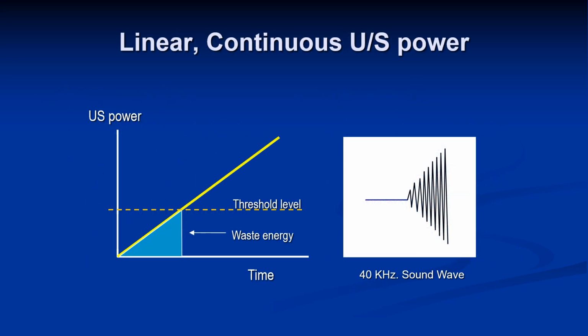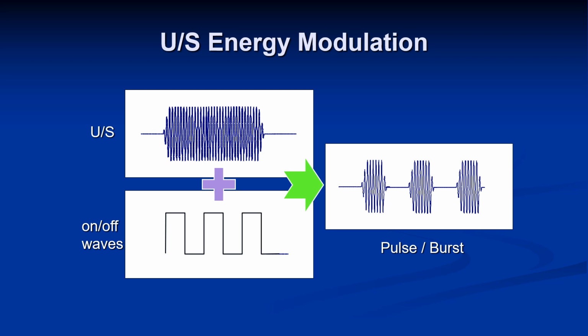In linear continuous US power, the US power is stronger when we push the foot switch deeper. But at the beginning, the US energy will be less than the threshold level at which the nucleus will break. So some energy is wasted. Ultrasound energy can be modulated with a lower frequency wave to form pulse or burst ultrasound, which works more efficiently, saves energy, and reduces burn.